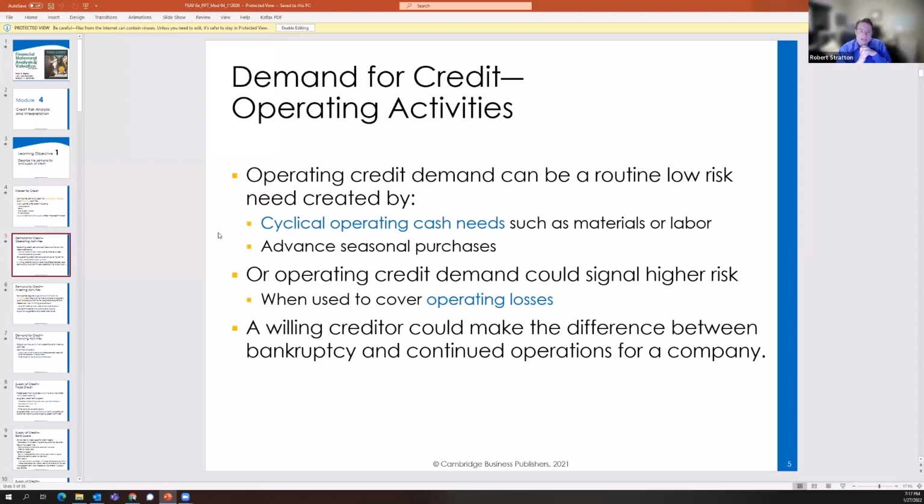So that's the kind of thing where the lender is going to want to suss out why the company's borrowing. And finding that willing creditor could be the difference between bankruptcy and continued operations for a company. So some of these credit needs are life and death.